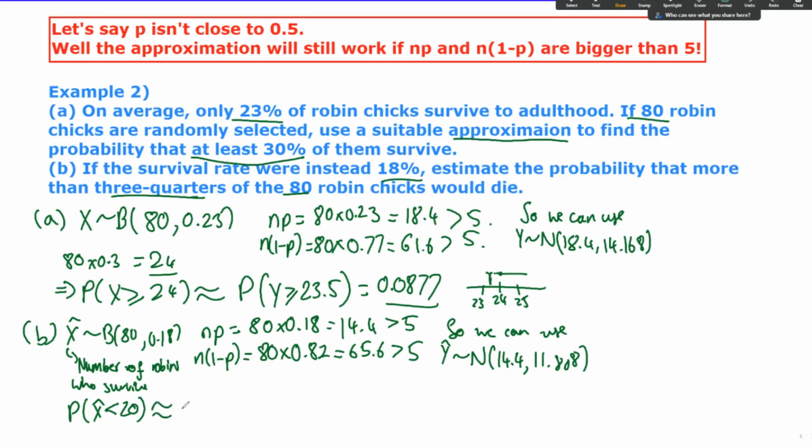So we can approximate that now with Y. Again, if we use our number line, with 19, 20, 21, we want less than 20, so less than or equal to 19. We want this sliver here, so it will be 19.5. And that will give us 0.9311. Okay, thanks for listening.